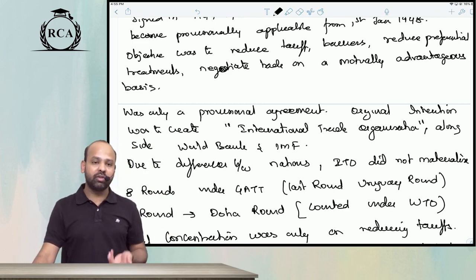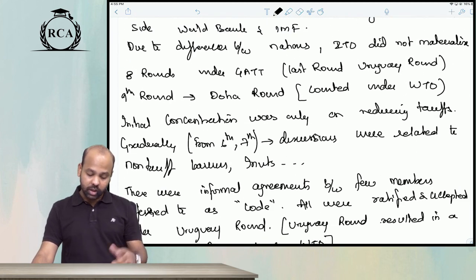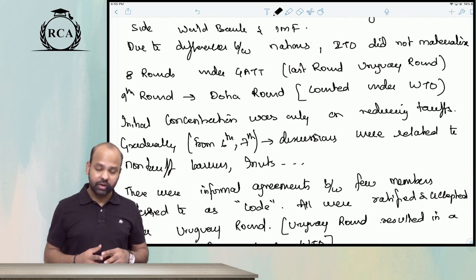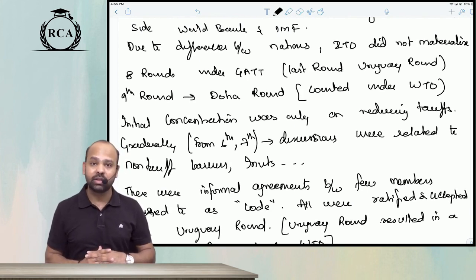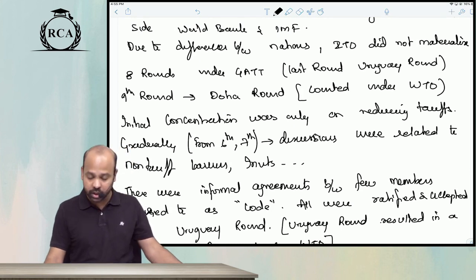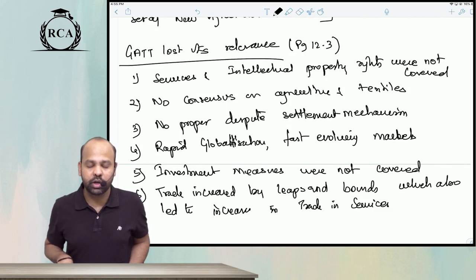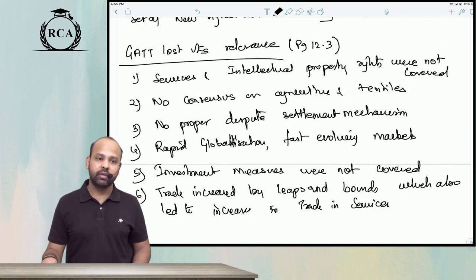This also paved the way for establishment of World Trade Organization. Under GATT as such, guys, there were few informal agreements between few members, which were referred to as codes. Even they were ratified, guys, and agreed to by all the members in the Uruguay round. GATT lost its relevance, but as I told you, it did not cover service and intellectual property rights. There was no consensus on agriculture and textiles, guys.